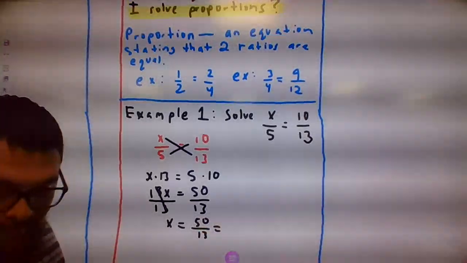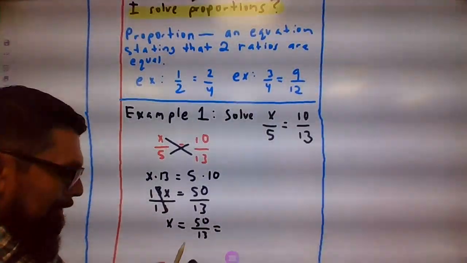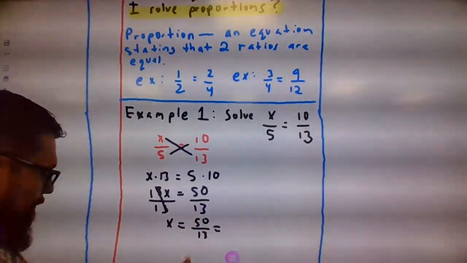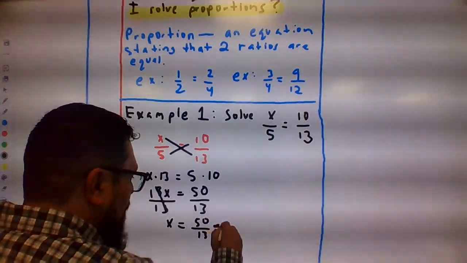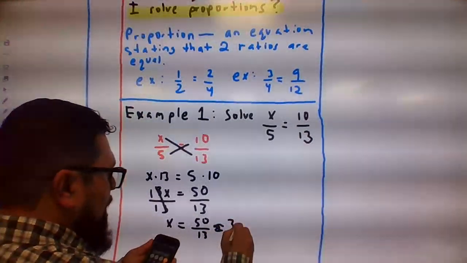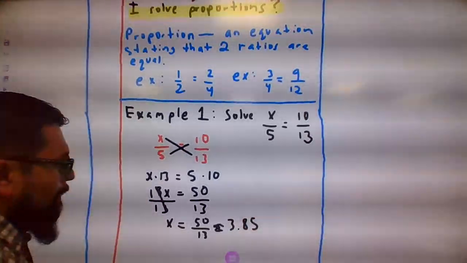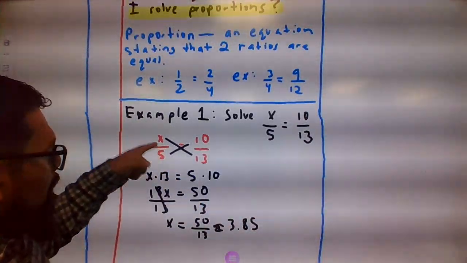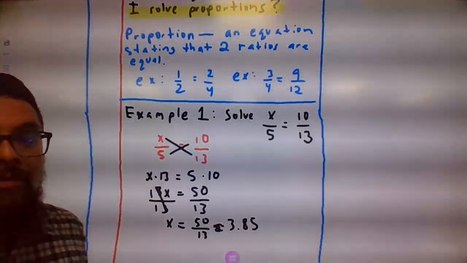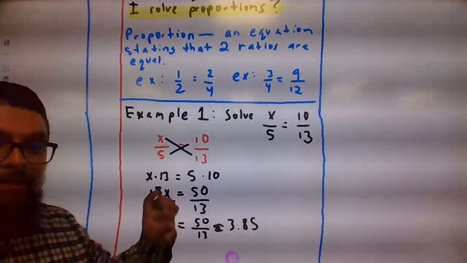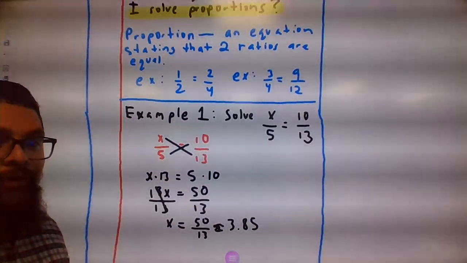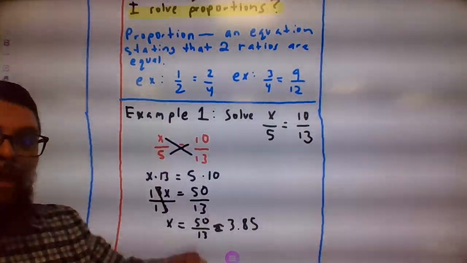You can put it as a decimal, where a decimal is going to be, let's see, 50 by 13. It looks like it's going to be more or less 3.85. Then if you put this in for x, and you check it, they should be equal. But because we're rounding it, it's going to be slightly off. So I just like to leave it exactly 50 over 13. Okay, there's example number one.